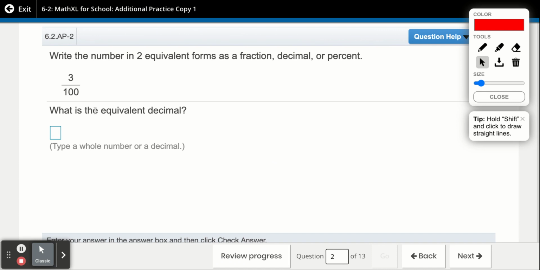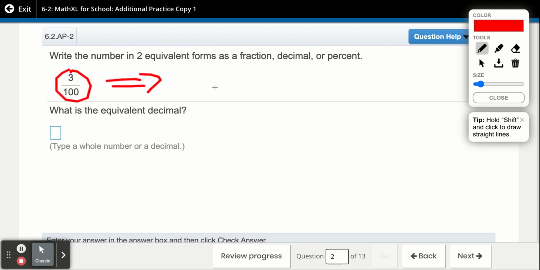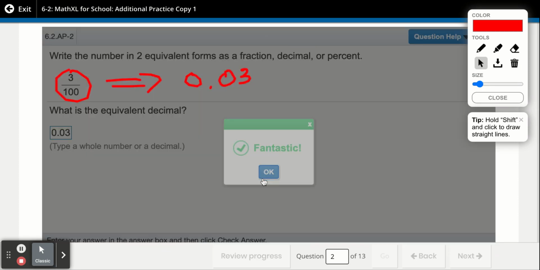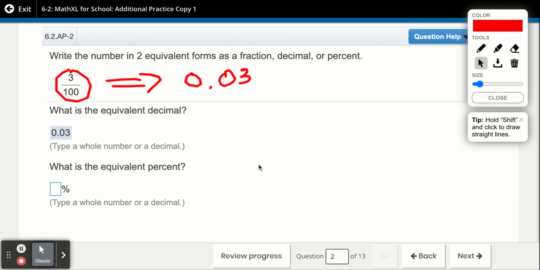This time we have the fraction 3 over 100, and we want to write an equivalent decimal, and then we'll write an equivalent percent. Well, we're just going to take this the other way. 3 over 100, right? That's 3 100ths. So we can write that as 0. Then put a 0 in the 10th spot and 3 in the 100th spot, because we have 3 100ths. So there's our equivalent decimal, 0.03. Check our answer. Of course, we're doing great. Woohoo!